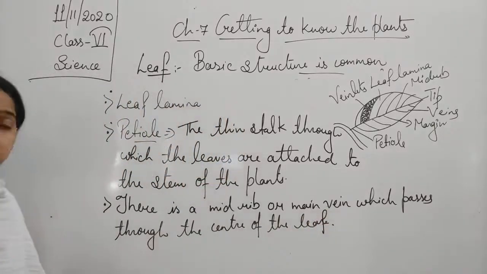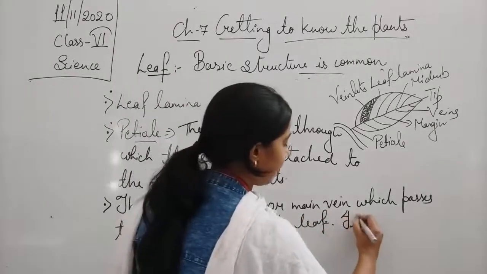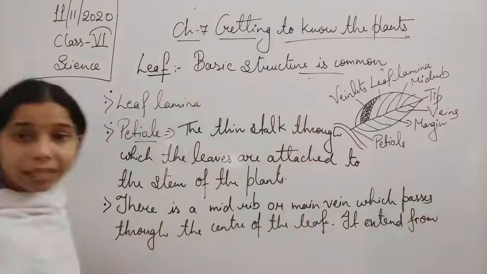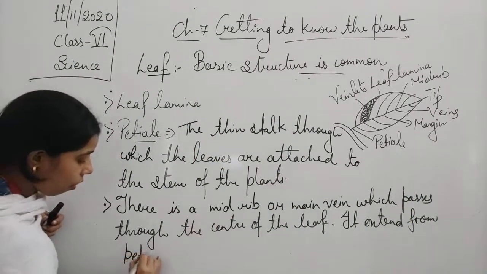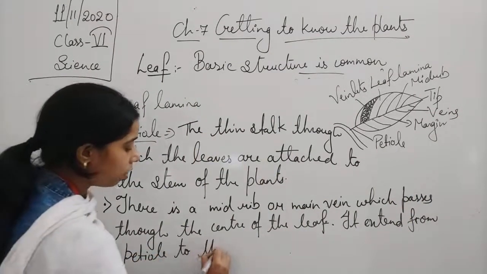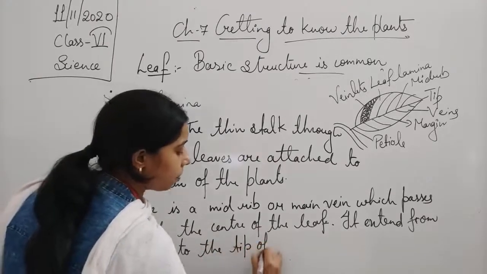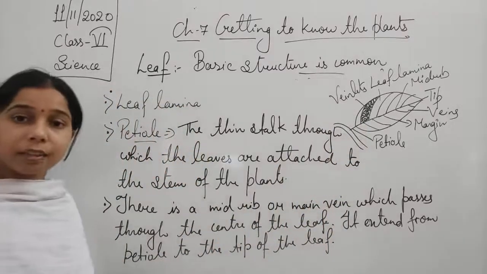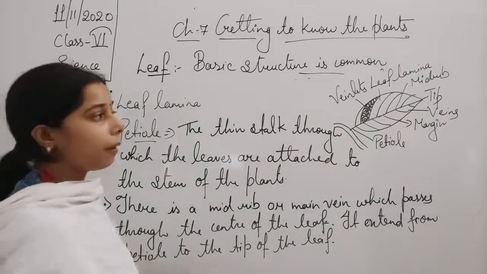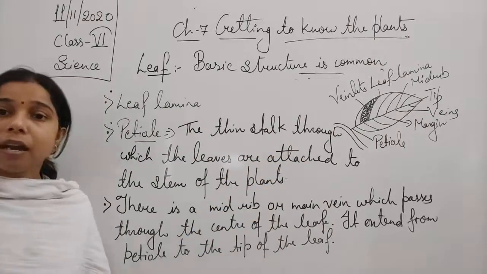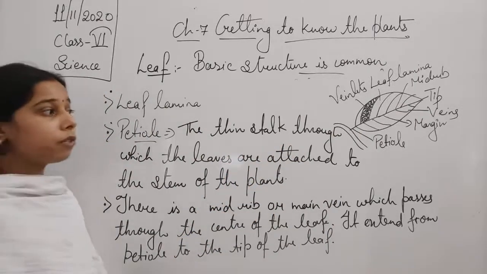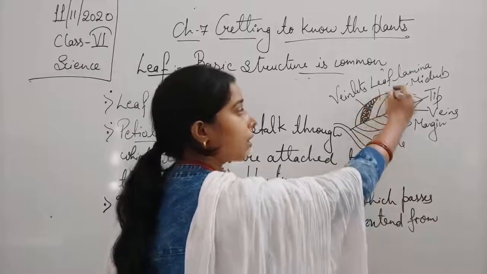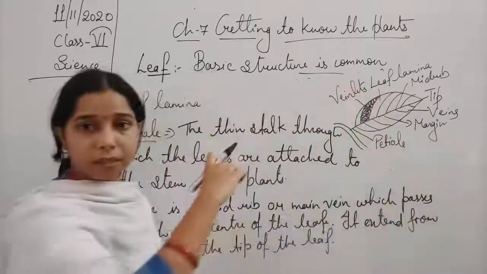Okay, you can also write that it extends from the petiole to the tip of the leaf. That is the tip, students. So it starts from the petiole and ends at the tip of the leaf, and it is known as the midrib. Now if you see the structure, you will also find that a lot of small veins arise from the midrib.